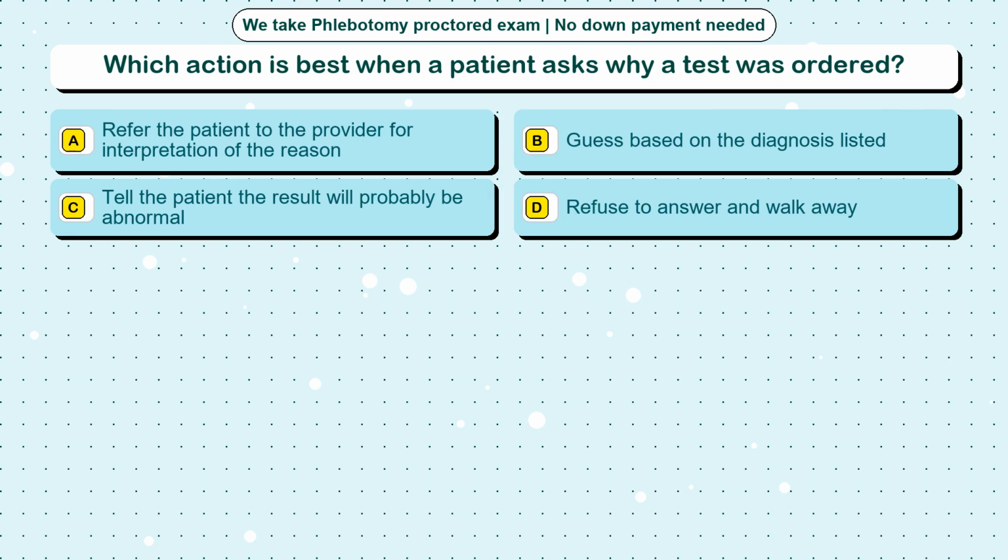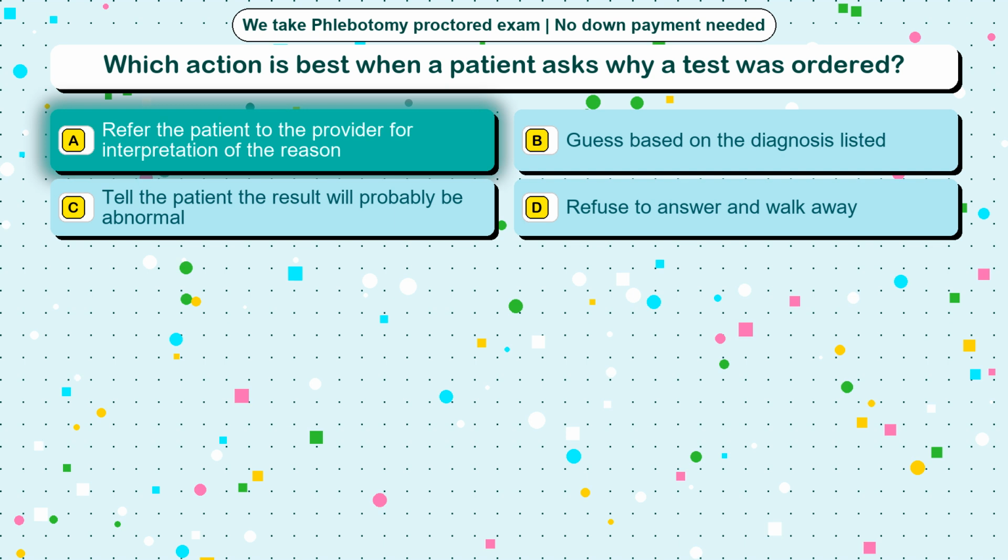Question 99. Which action is best when a patient asks why a test was ordered? Option A. Refer the patient to the provider for interpretation of the reason. Option B. Guess based on the diagnosis listed. Option C. Tell the patient the result will probably be abnormal. Option D. Refuse to answer and walk away. The correct answer is option A.